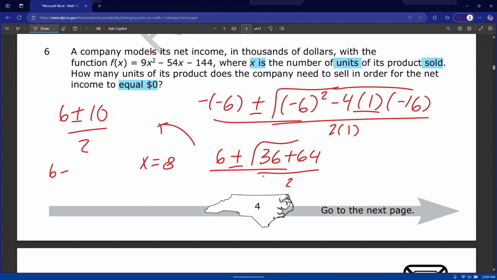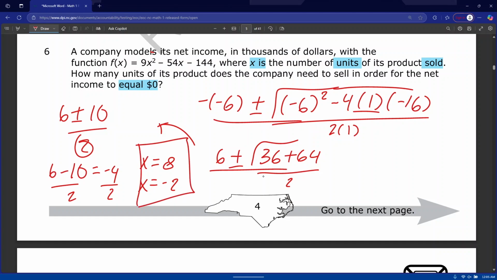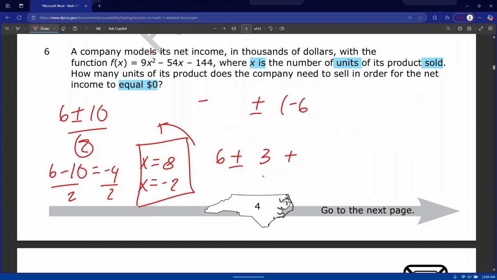6 minus 10 is negative 4. And divide by 2, as here, x equals negative 2. So here are our x values. Now we're not quite done yet. We still need to input these numbers into this equation to see which one of these numbers will make the equation equal 0. And let's do that.